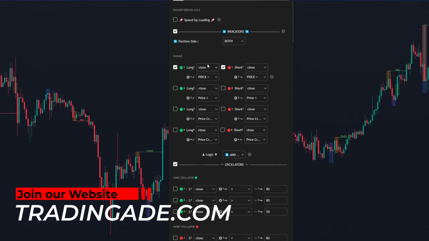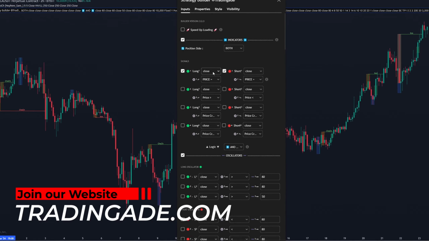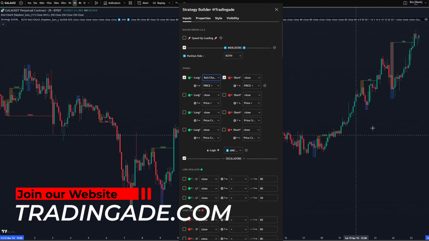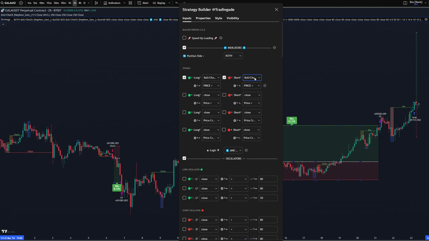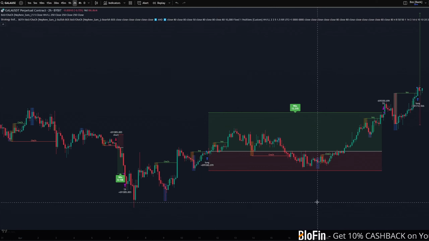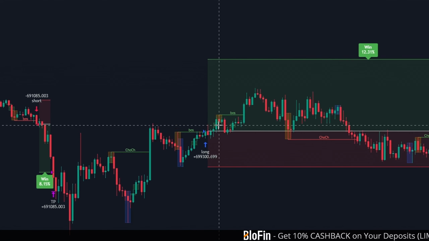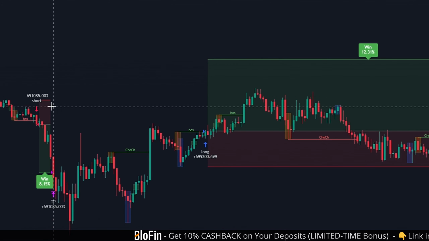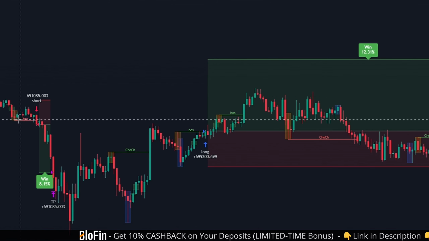The configuration is as easy as possible. We're gonna just set here for the long side the bullish boss, which is the green line, while for short, we're gonna select the bearish boss. That's amazing. Here we have a bullish boss and the long position is just opened, while here we have a short position, because we have a bearish boss.